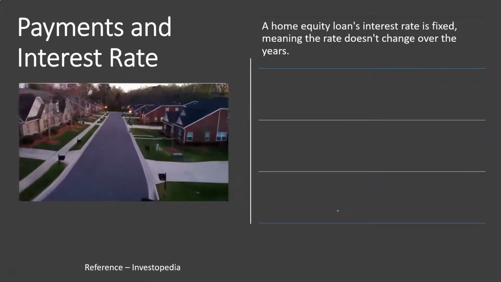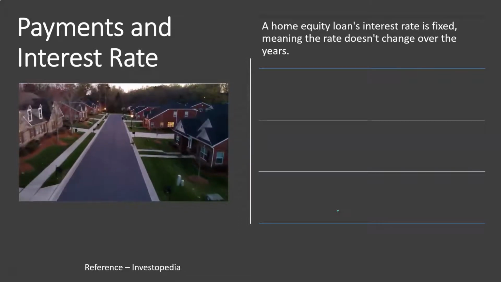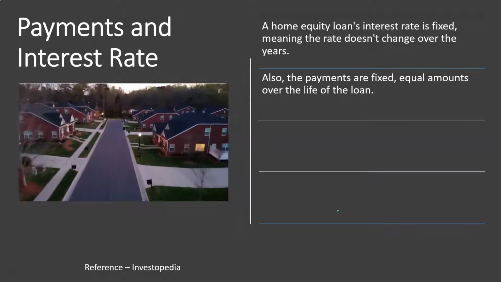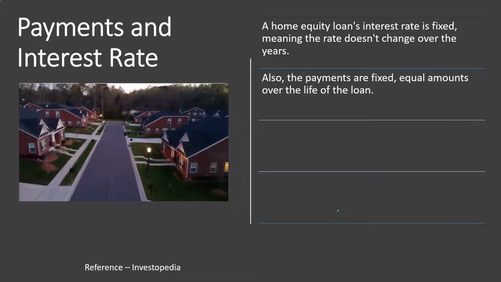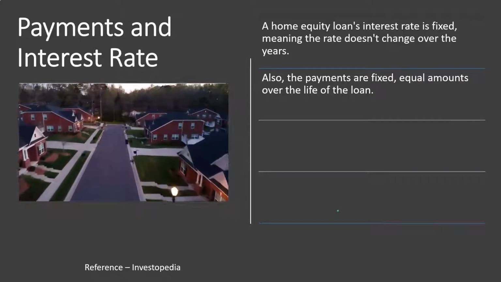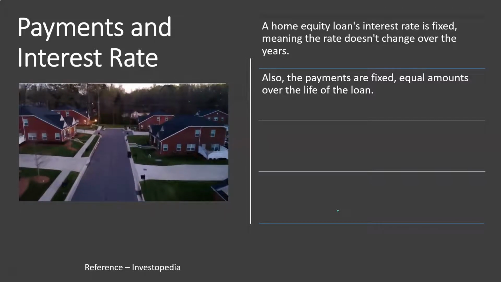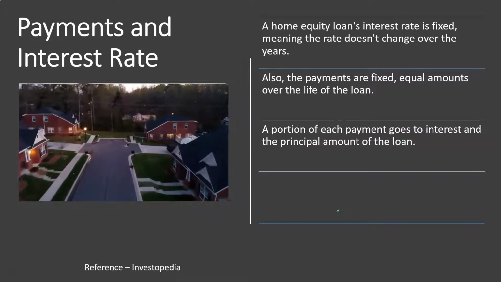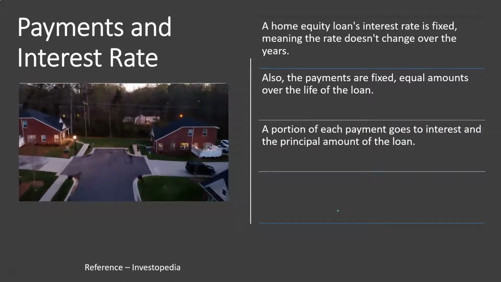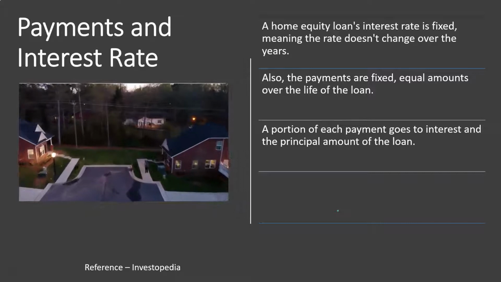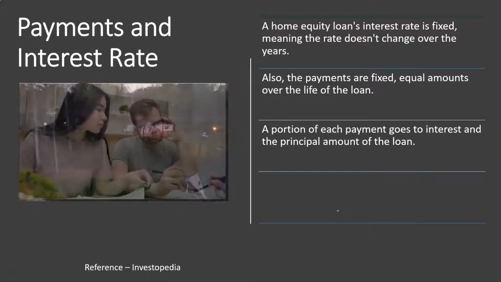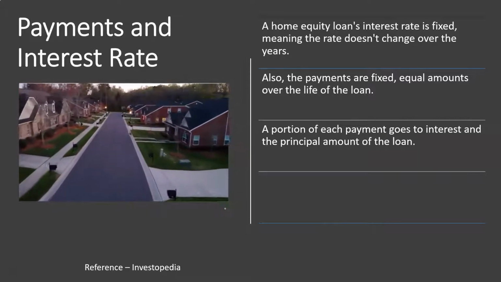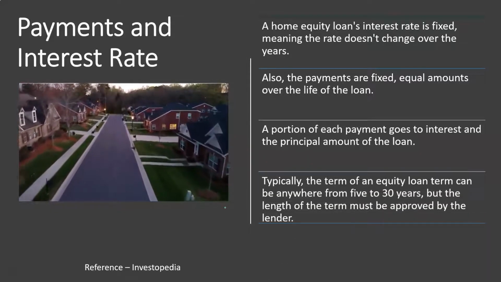Payments and interest rates. A home equity loan's interest rate is fixed, meaning the rate doesn't change over the years typically. Also, the payments are fixed, equal amounts over the life of the loan. So typically it'll be set up kind of like a typical installment loan, fixed payments, fixed rate, with the portion of the interest and the principal changing over the life of the loan as the payments are fixed. A portion of each payment goes to interest and principal amount of the loan.